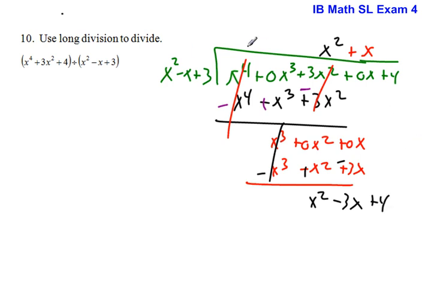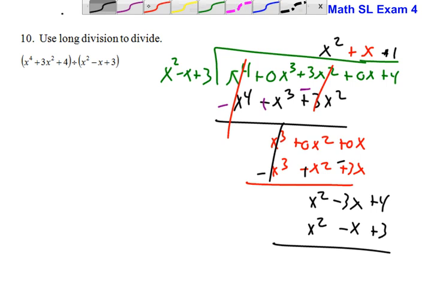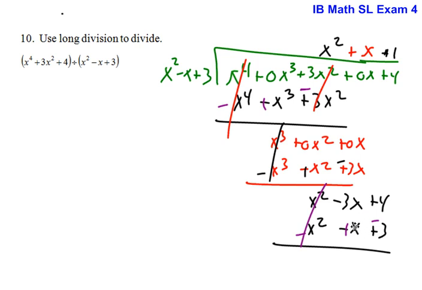So x squared times what is x squared? That's just going to give us a plus 1. So 1 times x squared is x squared. 1 times negative x is a negative x. 1 times 3 is a positive 3. Let's change all of those signs. So minus, plus, minus, and that gives us a negative 2x, and then that gives us a plus 1 right there.